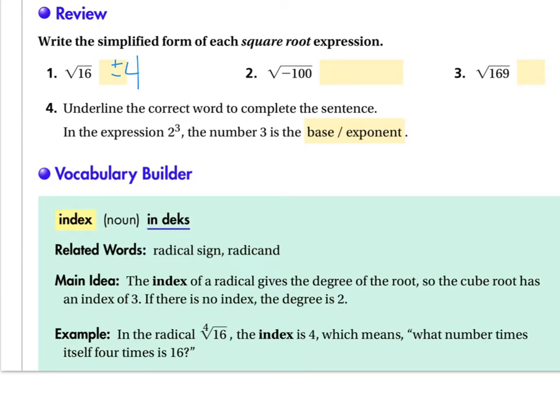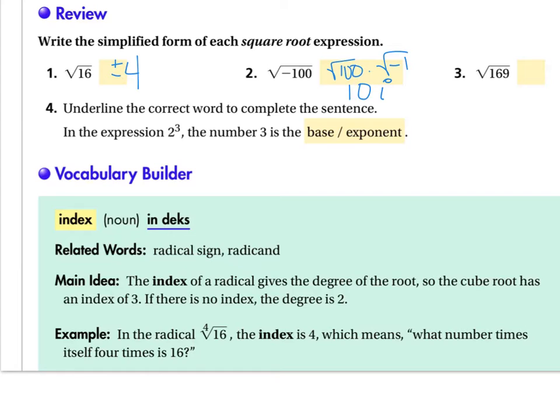Square root of negative 100, well, you can't do the square root of a negative number. But if you really want to simplify this, you could do the square root of 100 times the square root of negative 1. The square root of 100 is 10. The square root of negative 1 is actually non-existent, so we call it an imaginary number. Yep, that's right. We actually call it the imaginary number, and we refer to it as i. So this would be 10i.